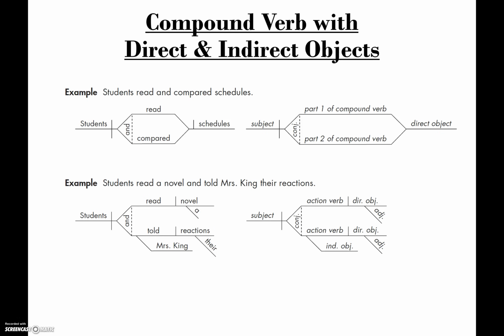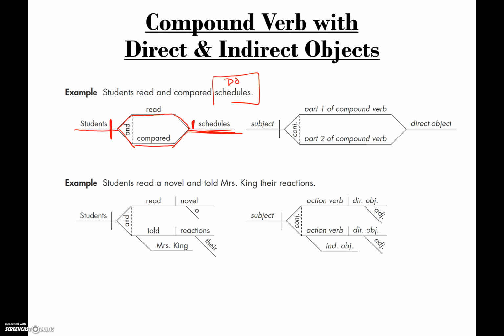Now, it's possible to have compound verbs with our objects as well. So if you look at the first one, it says students read and compared schedules. So because this one has two verbs and only one direct object, when you get into the verb section after the large vertical line, you're going to separate for your two prongs, and then because you have to keep going to diagram this direct object, you're going to bring the two prongs back together and continue with your horizontal line, with the half line for the direct object schedules to follow.